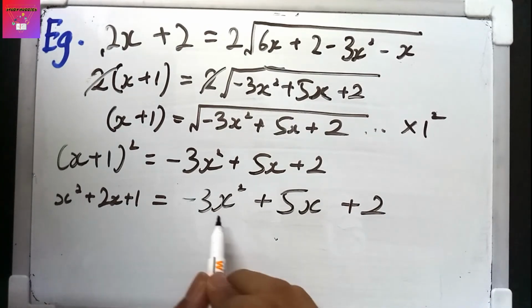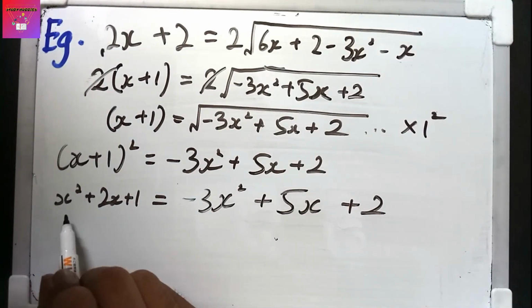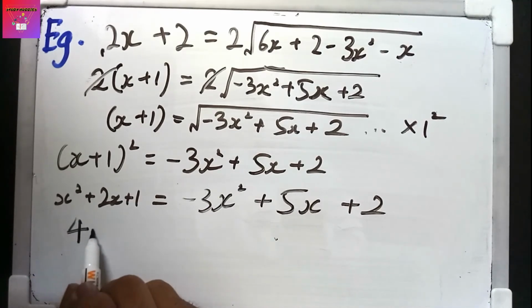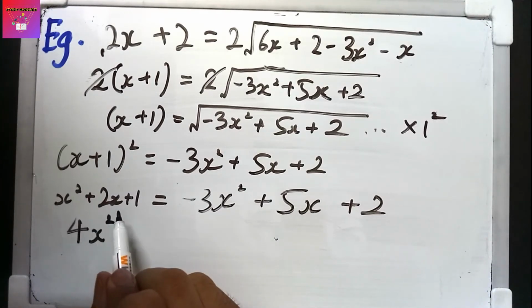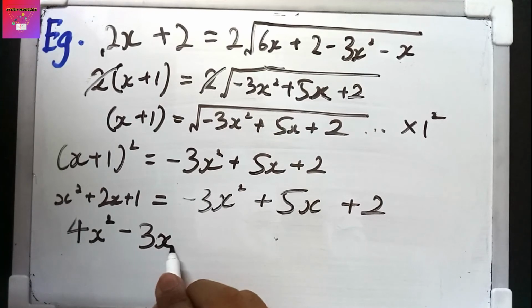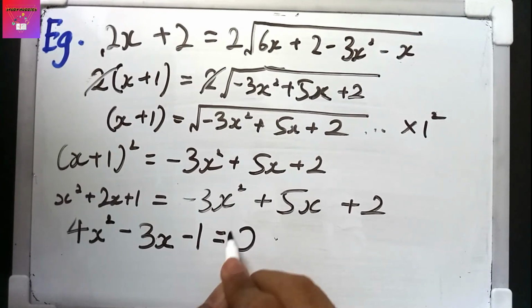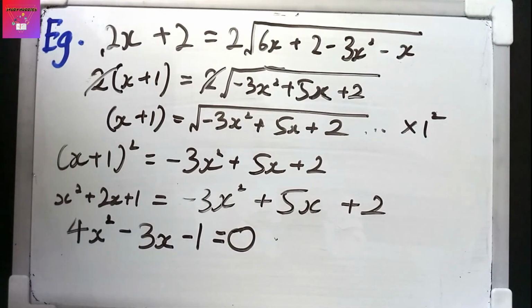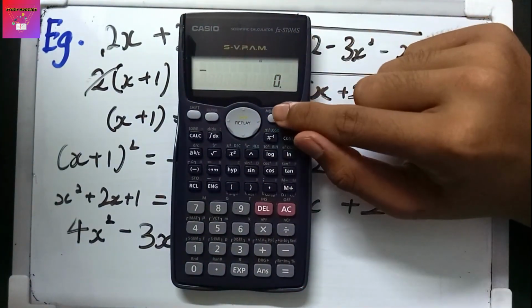So negative 3x squared, you bring it there, it's going to be positive 3x squared. So 3x squared plus x squared, it's going to be 4x squared. 5x bringing to this side, negative 5x plus 2x is going to be negative 3x. 2 bringing to this side, negative 2 plus 1, negative 1, and equals to 0. So now you have to solve this quadratic equation, and to solve this quadratic equation, I'm going to teach you a trick in the calculator.